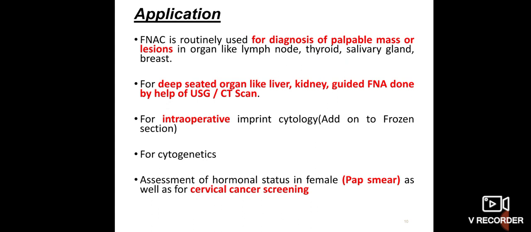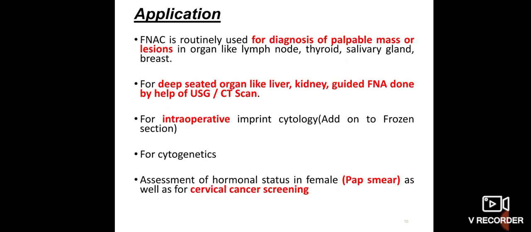So FNAC is routinely used for diagnosis of a palpable mass or lesion in organs like lymph node, thyroid, salivary gland, breast. So if any patient comes to a clinician and says that I am having a lump over the hand or over the ear or in the limb or in the thyroid, or if any female patient comes with a history of a lump in the breast, the first thing the clinician will do is ask for an FNAC. Next, for deep seated organs like liver, kidney, guided FNACs are done.